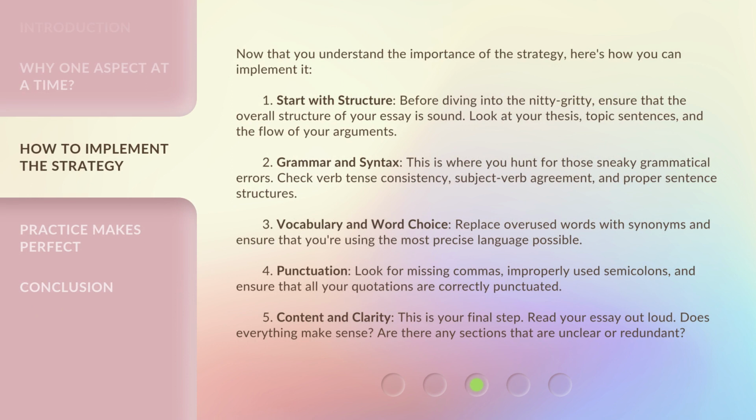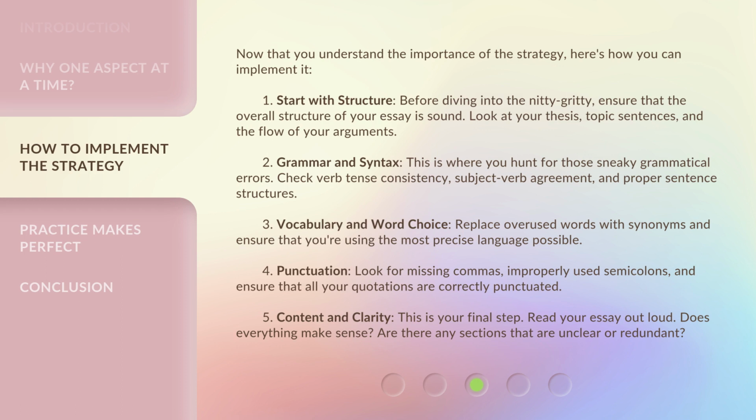Now that you understand the importance of the strategy, here's how you can implement it. 1. Start with structure. Before diving into the nitty-gritty, ensure that the overall structure of your essay is sound. Look at your thesis, topic sentences, and the flow of your arguments.